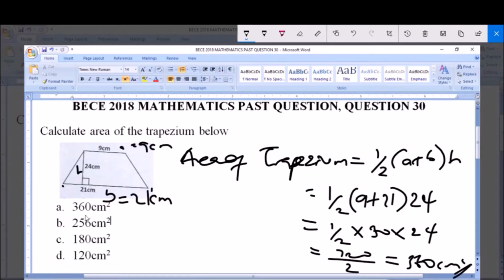Now from the options, you see that option A corresponds to our answer, which is 360 centimeter square. The other options are wrong, so option A is the correct answer.